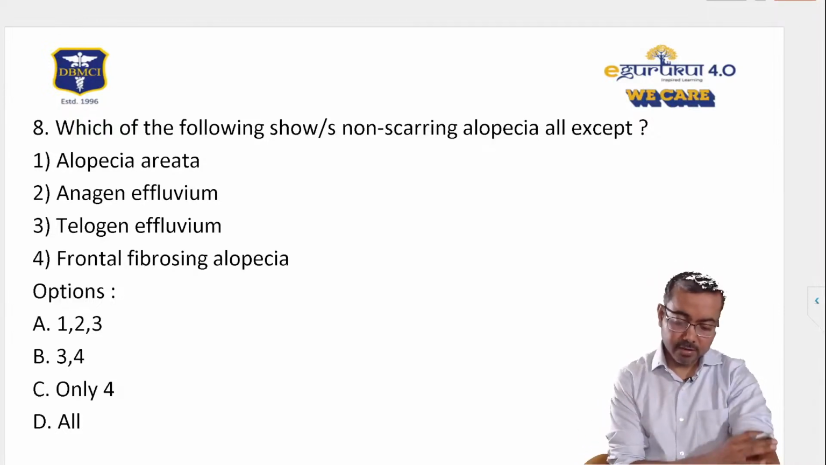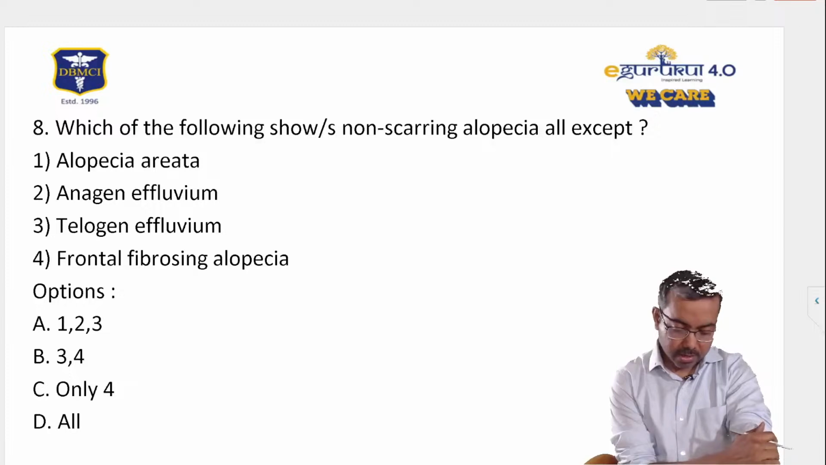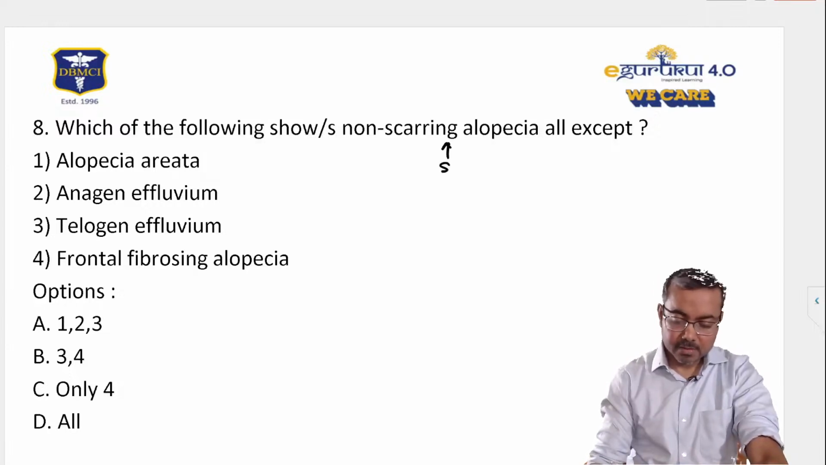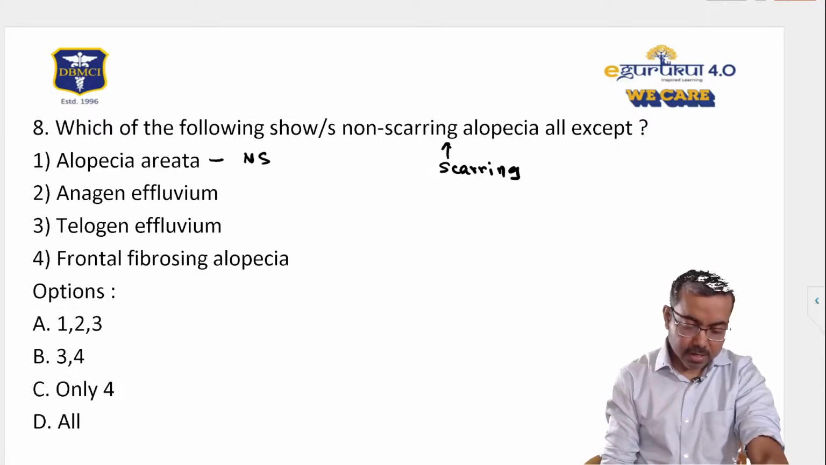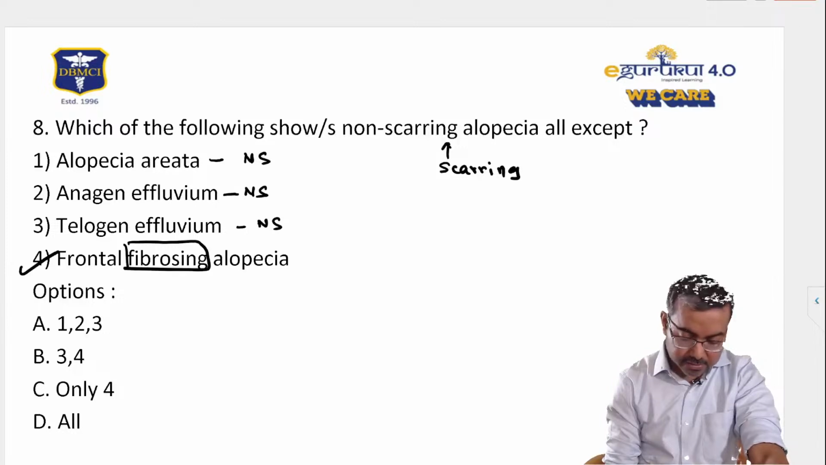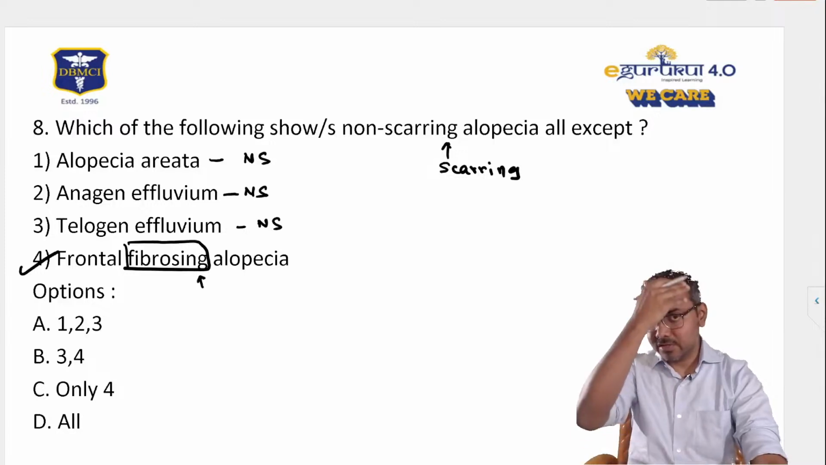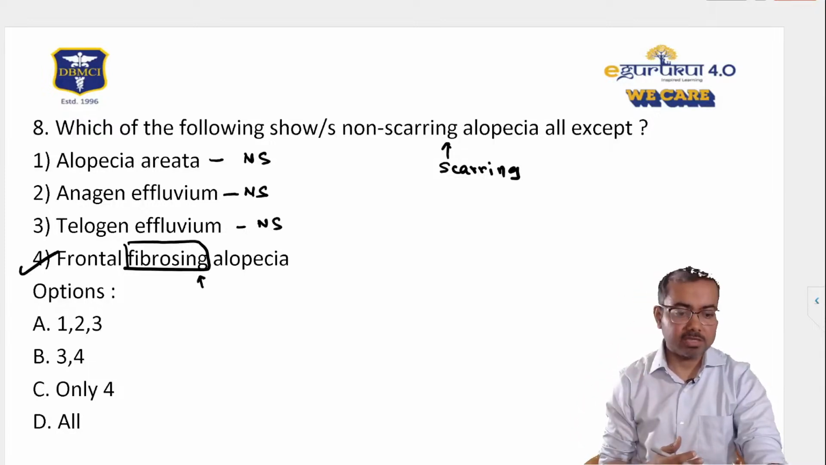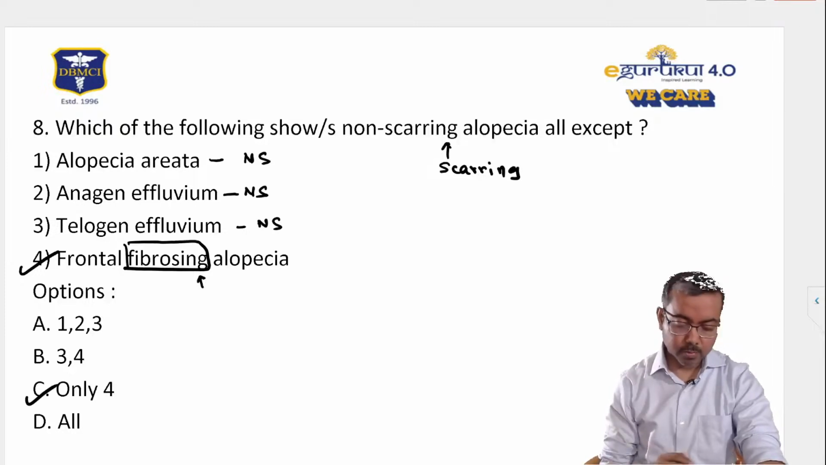Now, which of the following shows non-scarring alopecia? Which of the following shows, all except? So this is basically you want to pick up things which are scarring alopecia, obviously. Alopecia areata is non-scarring, the other one is non-scarring, this is non-scarring, the answer is the fourth one. Frontal fibrosing. Now the word fibrosing itself is a giveaway clue. This is basically a fibrotic process on the frontal areas where there's permanent damage to the hair follicles, and obviously then the hair will not really remain. So this is going to be the fourth one.